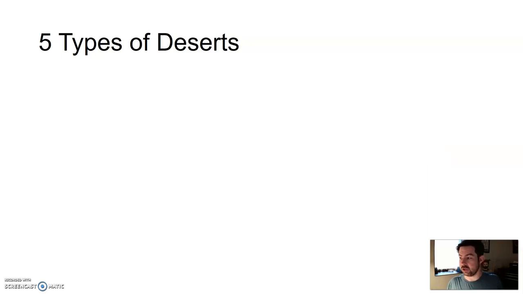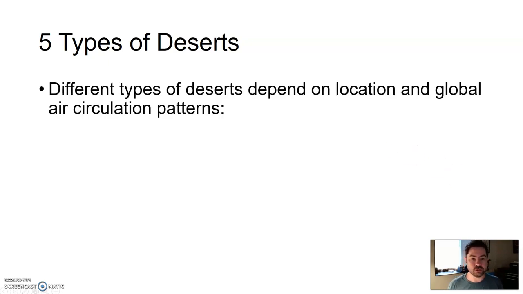Welcome back. Let's talk about deserts. There's actually 5 different main types of deserts. Not all deserts are the same. And typically we distinguish them based on their location and global air circulation patterns. So different deserts form in different ways. So that's how we define them. Depending on the location of the desert relative to wind patterns, water patterns, currents, and locations on Earth, that's what dictates these 5 different types of deserts.